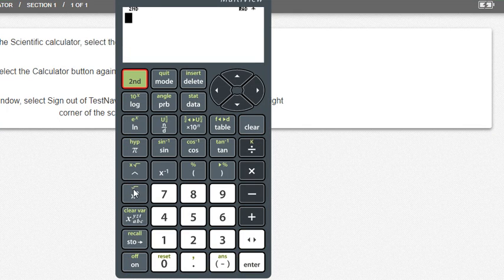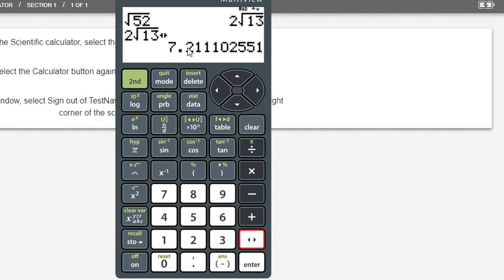Clear. You'd hit second square root of 52. When you hit enter, it breaks it down into 2 times the square root of 13, which is just an equivalent of this. These are equal. I want the decimal form, so you always hit these 2 arrows above the enter symbol to turn it into a decimal. So that's how I got the 7.2, because the 1 told the 2 to stay for rounding.